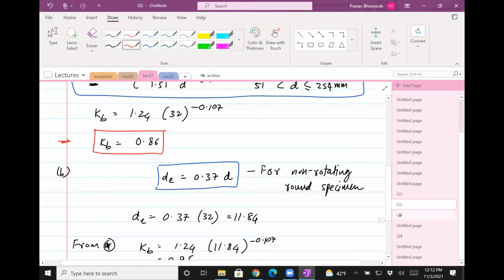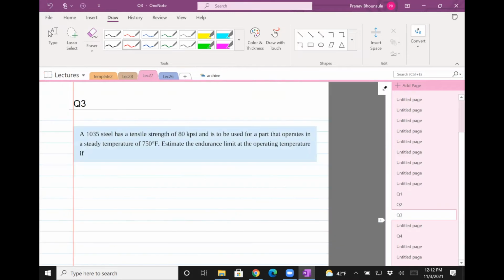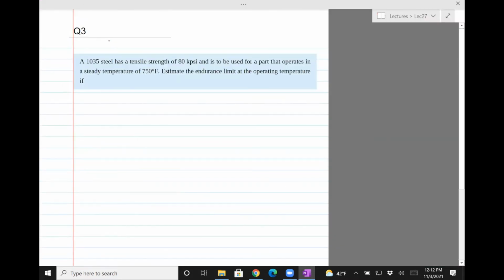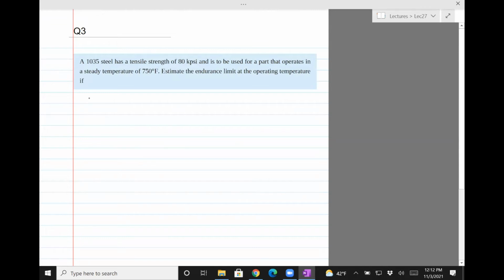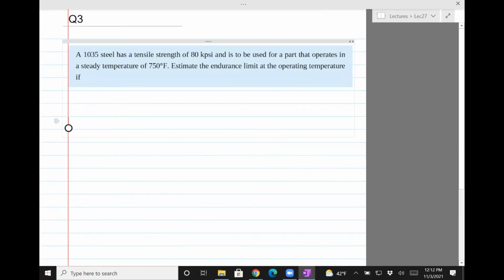Okay, Q3. So 1035 steel has a tensile strength of 80 kpsi, and it needs to be used for a part that operates in a steady temperature of 750 Fahrenheit. Estimate the endurance limit at operating temperature. If, oh, I forgot to put part of the question. Okay, I should finish this.